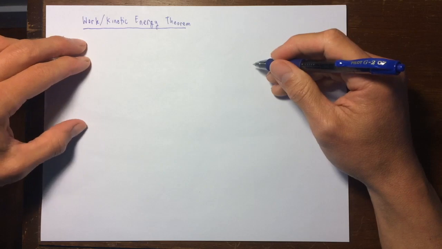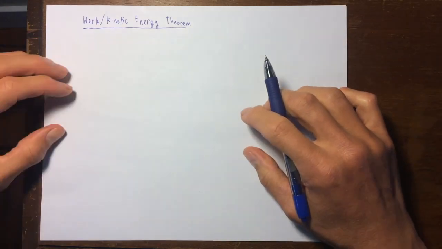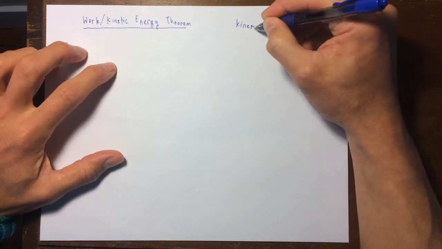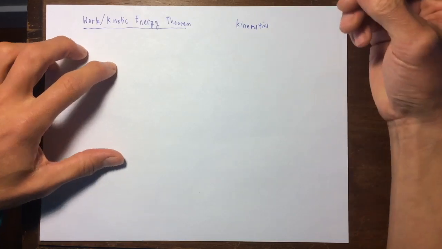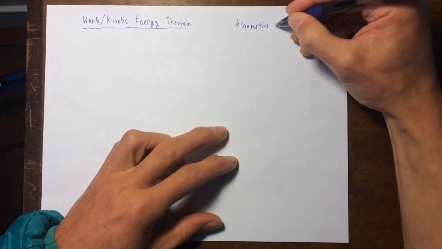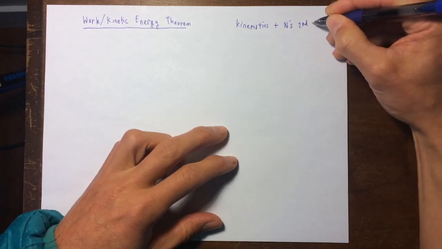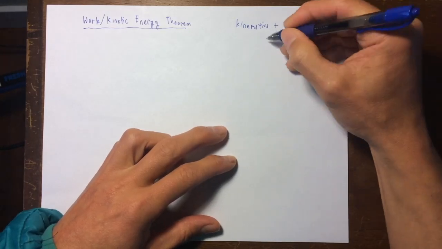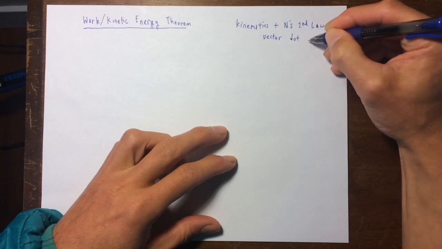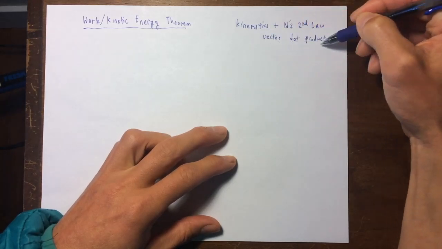So this video is going to be a little bit of an exploration that's going to start from very basic kinematics. And I'm going to take kinematics, I'm going to sprinkle in a little bit of Newton's second law, a little bit of what's called the vector dot product. So this is a little bit of mathematics actually.